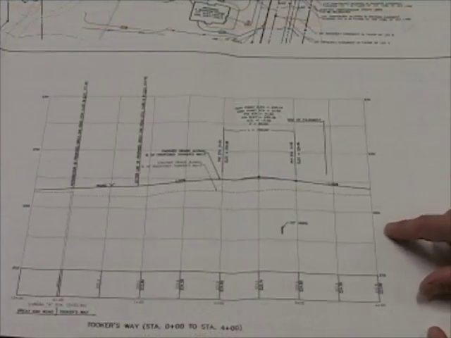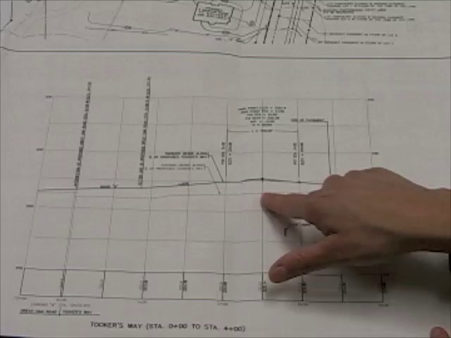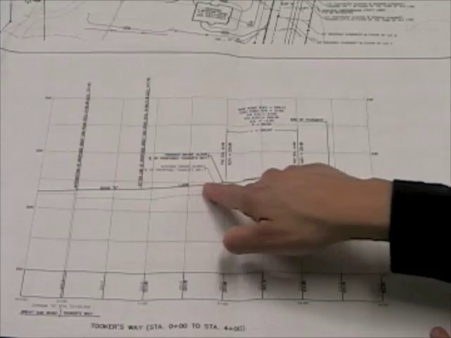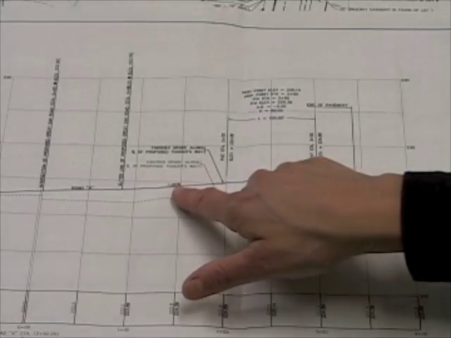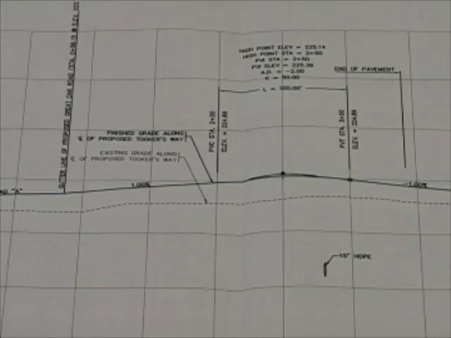On the profile diagram will be shown the existing grade, or the existing topography, as well as the proposed topography of the new road. Also shown is the percent grade of the new road which is proposed.